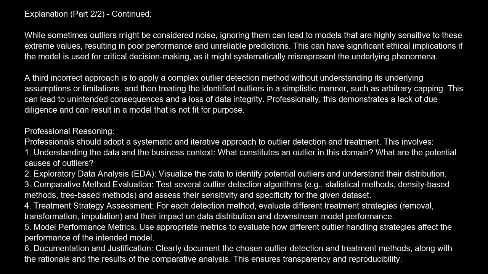underlying phenomena. A third incorrect approach is to apply a complex outlier detection method without understanding its underlying assumptions or limitations, and then treating the identified outliers in a simplistic manner, such as arbitrary capping. This can lead to unintended consequences and a loss of data integrity. Professionally, this demonstrates a lack of due diligence and can result in a model that is not fit for purpose. Professional reasoning. Professionals should adopt a systematic and iterative approach to outlier detection and treatment.